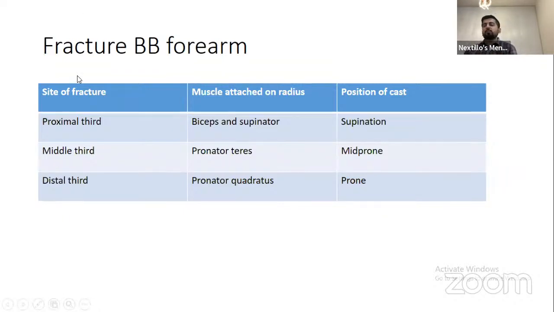Now, this has also been asked in your exam multiple times, that in which position should a fracture be splinted for the best results. Now, if it is a fracture of the both bone forearm, which is of the proximal third, in the proximal third, if you remember, the muscles attached to the radius are the biceps and supinator. So the proximal third fracture should be held in supination for best reduction. The middle third fractures, the pronator teres attaches onto the radius and it has a tendency to pronate, and these are best held in a mid-prone position. And the distal third fractures, the muscle attaching onto the radius is the pronator quadratus, and these are best reduced in a prone position.